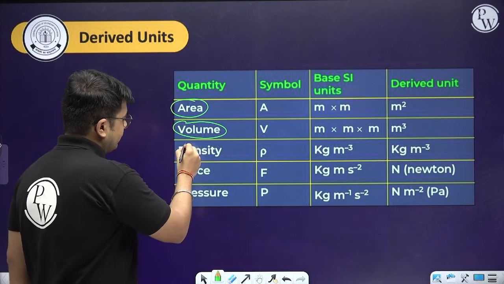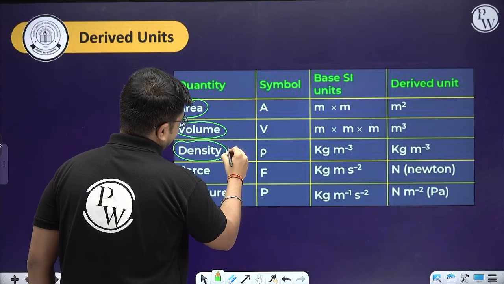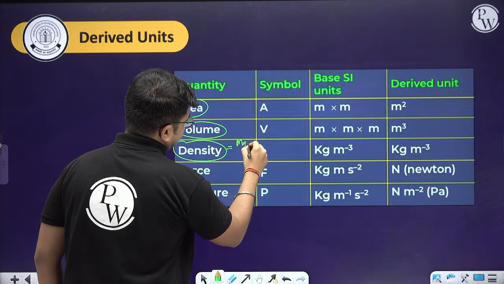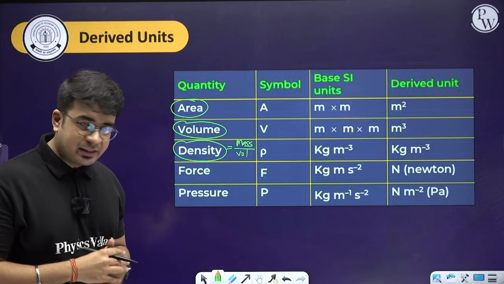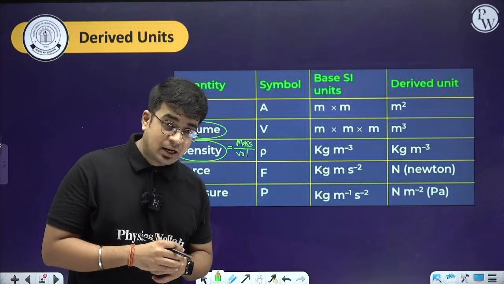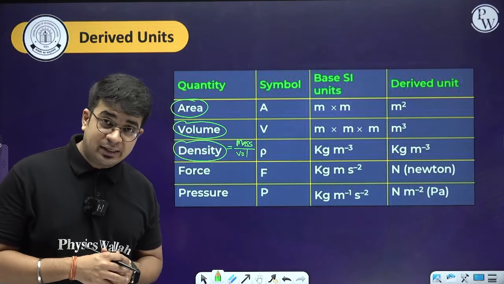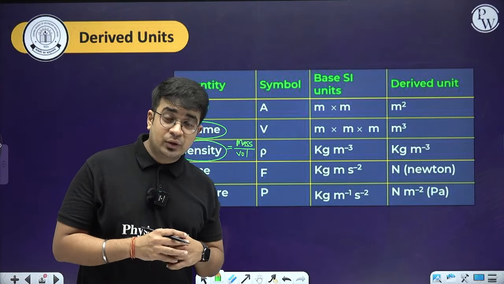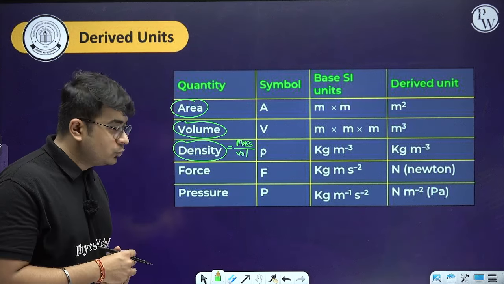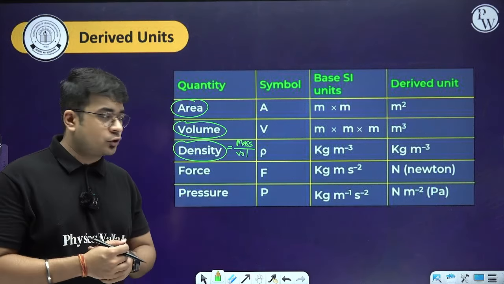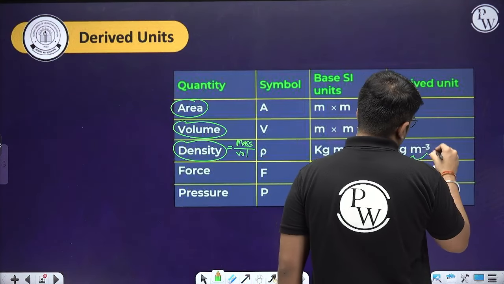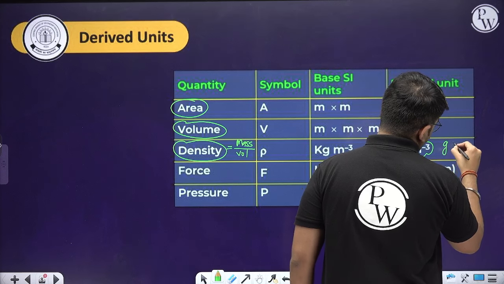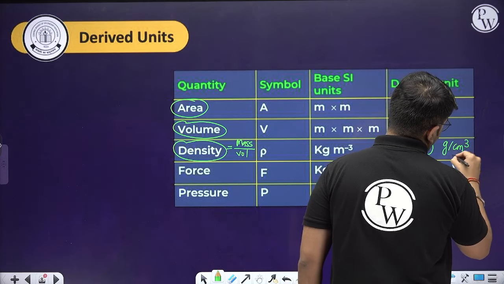Just like that, we have density. Density is mass per unit volume. Mass is again a fundamental quantity with the unit kilogram. Volume is a derived quantity with the unit meter cube. So kilogram per meter cube, or you can use gram per centimeter cube. Both of these are used.